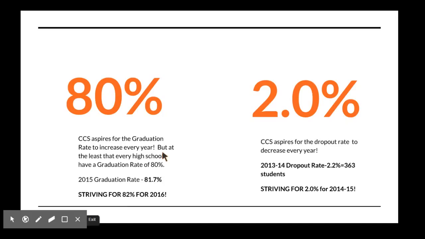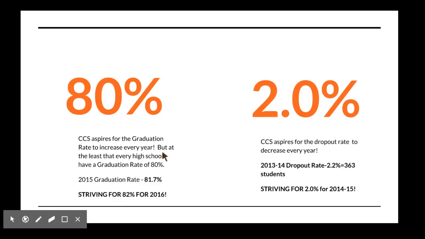Cumberland County Schools aspires for the graduation rate to increase every year, but at the very least that every high school have a graduation rate of 80%. Our 2015 graduation rate was 81.7%. This year, we are striving and are determined for 82% for the 2016 cohort graduation rate.